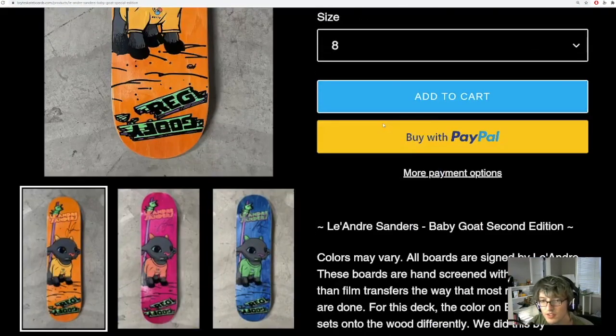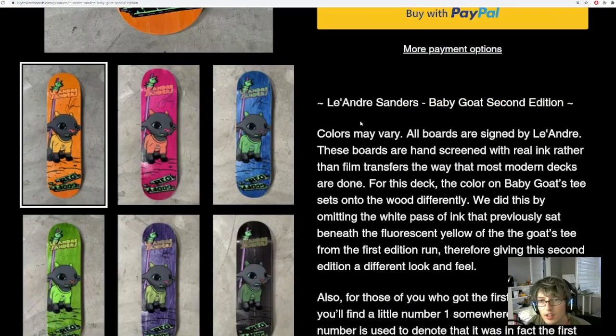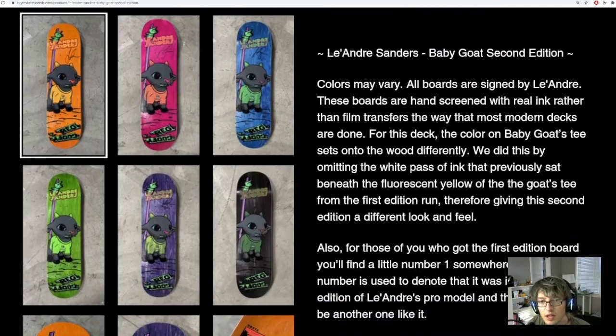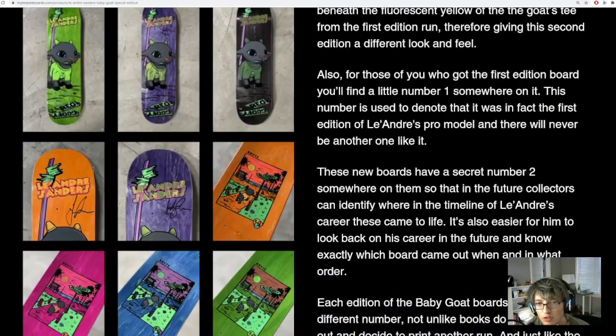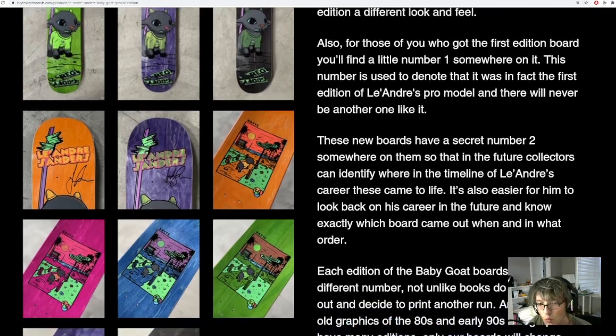The description of this is quite fascinating. And I've covered this before, but I think it applies to this well. "Leandre Sanders Baby Goat 2nd Edition, blah, blah, blah, blah, blah. Okay, these new boards have a secret number 2 somewhere on them, so that in the future, collectors can identify where in the timeline of Leandre's career these came to life. It's also easier for him to look back on his career in the future and know exactly which board came out when and in what order.